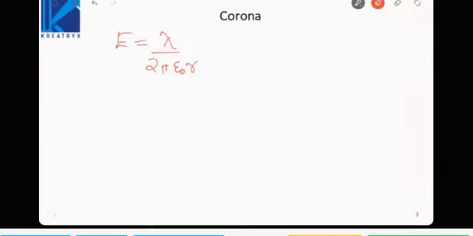This electric field will decrease as the distance from the center of the conductor increases. We plotted the electric field also. Inside the conductor we can assume it to be 0, and then it decreases exponentially. So it is maximum at the surface of the conductor.